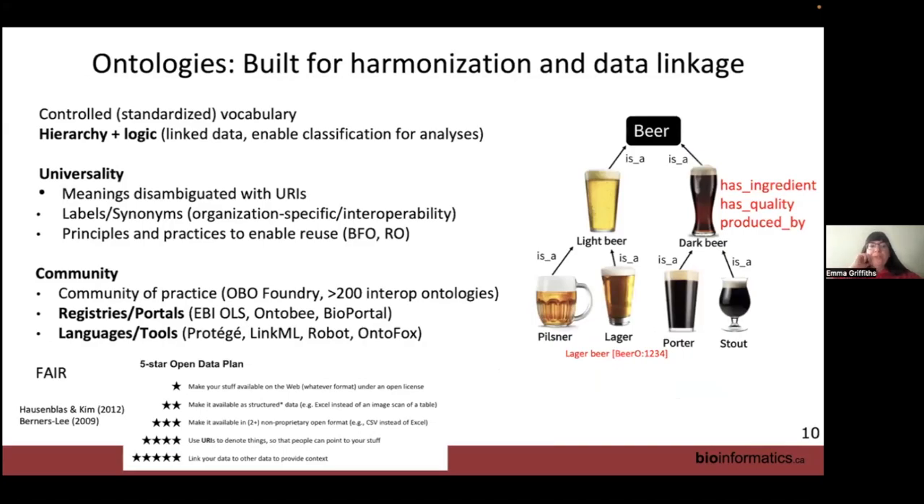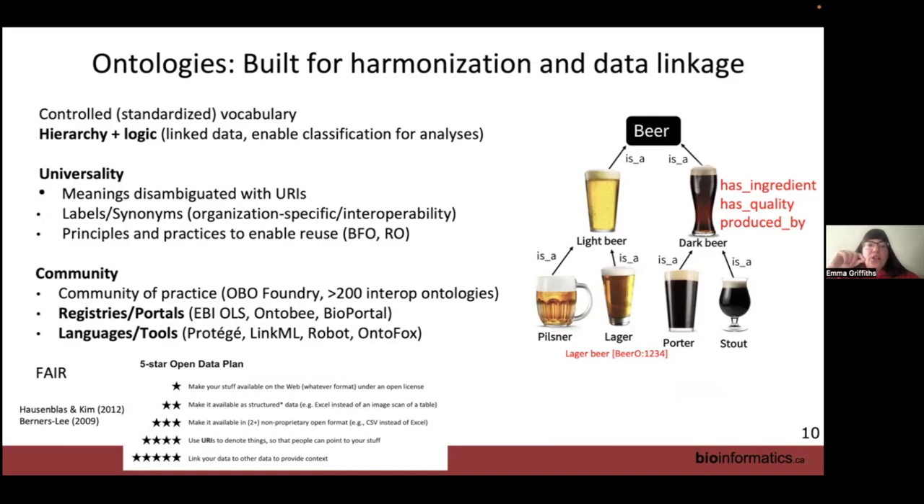Okay, so ontology. Some of you may have heard me do this spiel before. So ontologies, like I said, are basically collections of controlled vocabulary that are linked together in hierarchies. So you can see a sort of mock beer ontology on the right-hand side of the screen. You can see types of beer at the bottom of the hierarchy, and those are all linked to a very general concept of beer at the top of the hierarchy.